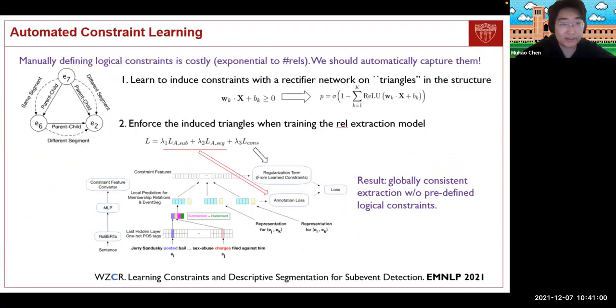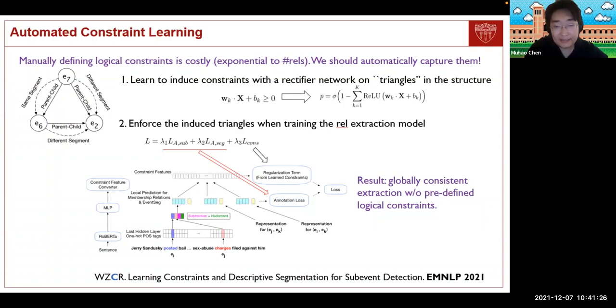Okay, next please. Then after that work, we realized that if you have a very large label space of relations, then there are really lots of constraints you need to manually design. Also some of them are hard to articulate. But in general, if you have, let's say, k different relations, then the space of the constraints is exponential in k, which is super costly.